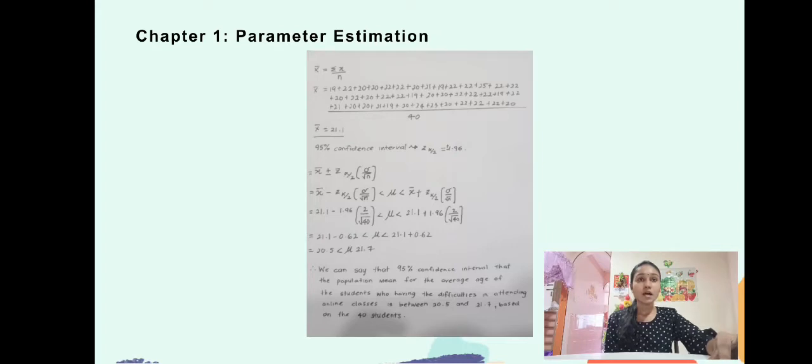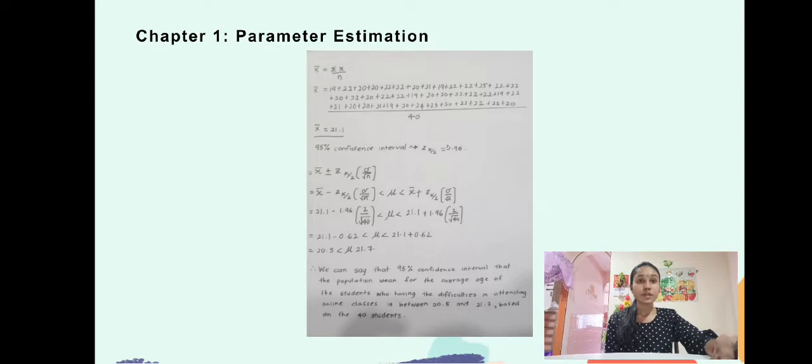From this data, we applied Chapter 1, which is parameter estimation. Our research team wished to estimate the average age of the students who have difficulties in attending online classes. From the survey done, the standard deviation is known to be 2 years. A sample of 40 students was selected. Find the 95% confidence interval of the population mean. So these are the question and the methods which we used.